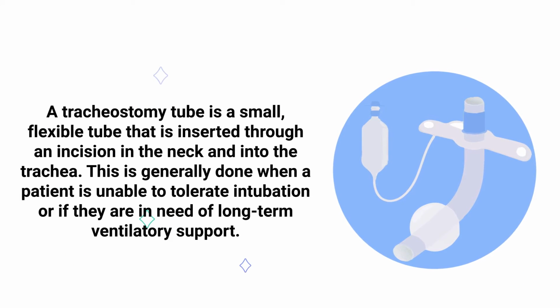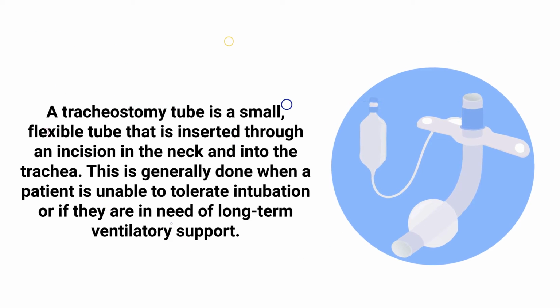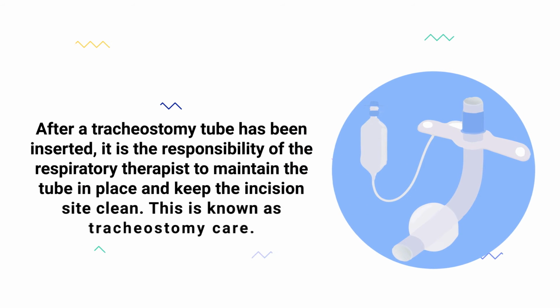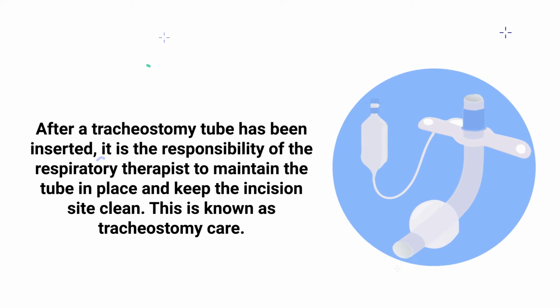A tracheostomy tube is a small flexible tube that is inserted through an incision in the neck and into the trachea. This is generally done when a patient is unable to tolerate intubation or if they are in need of long-term ventilatory support. After a tracheostomy tube has been inserted, it is the responsibility of the respiratory therapist to maintain the tube in place and keep the incision site clean. This is known as tracheostomy care.